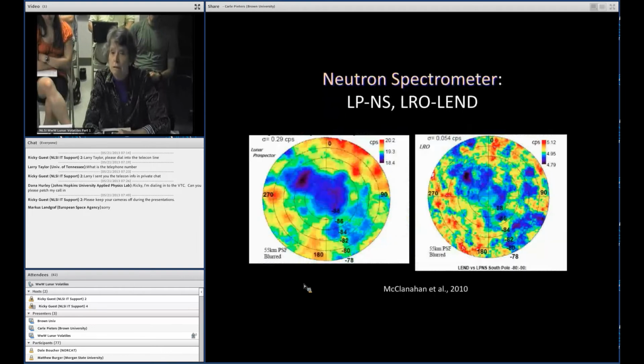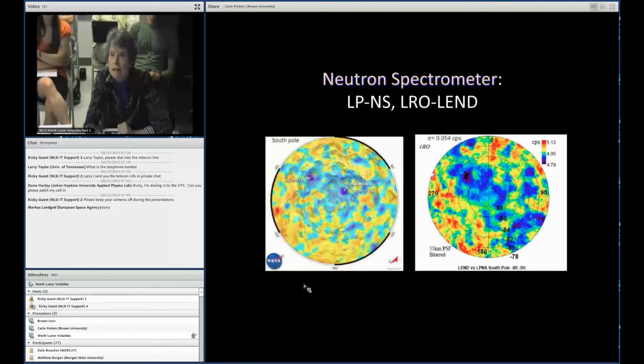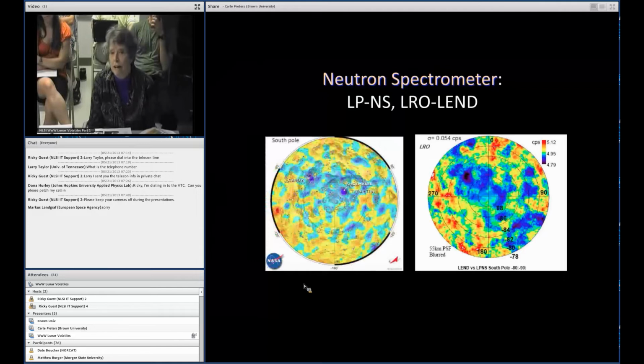Following up on Lunar Prospector, of course, LRO flew a more modern neutron spectrometer, the LEND instrument. This is a paper that compared the Lunar Prospector data with the LEND data, translated more or less to the same kind of resolution. To a first order, they agree, which is good. But of course, LEND allows a higher spatial resolution with the collimation that the detector has. There are other differences that the LEND instrument provides.